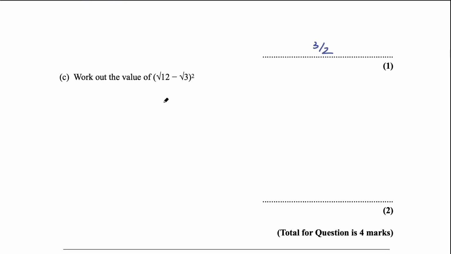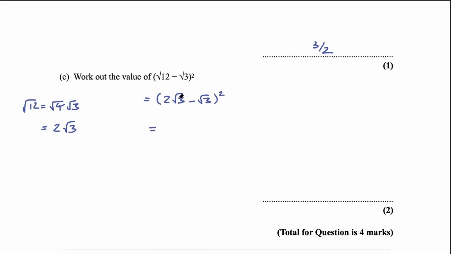Part C says work out the value of the square root of 12, take the square root of 3, all squared. Okay, a couple ways you could do this question. You could expand the brackets out, or you could simplify the terms inside the brackets. So I'll do 2 ways of doing this question. So another way of writing the square root of 12 is to say this is the square root of 4 times the square root of 3, which could be written as 2 root 3. So this expression here could be written as 2 root 3, take root 3, all squared. 2 lots of root 3 take root 3 is 1 lot of root 3 squared, which is just 3.